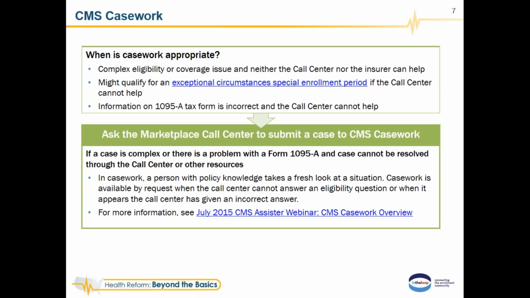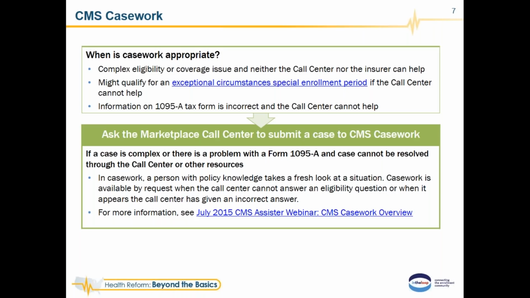So in casework, a person not at the call center, but usually in a CMS regional office, is taking a fresh look at what the consumer is outlining or the problem. This is usually available if the call center is unable to assist or unable to answer an eligibility question. And in the slide deck here, we've provided a link to a webinar that CMS put out for assisters back in 2015 that provides a more detailed overview of the casework process.